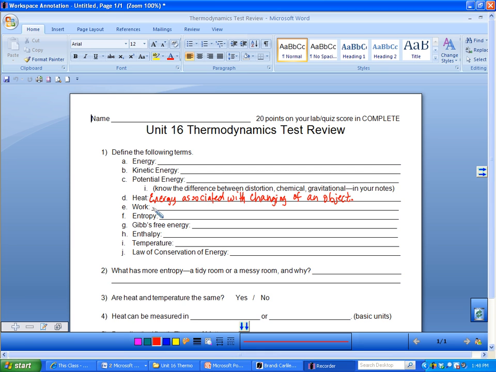Work is simply a force applied over a distance. And we know that it takes energy to do work. Okay. Entropy is the disorder of a system, and the symbol for it is a delta S.